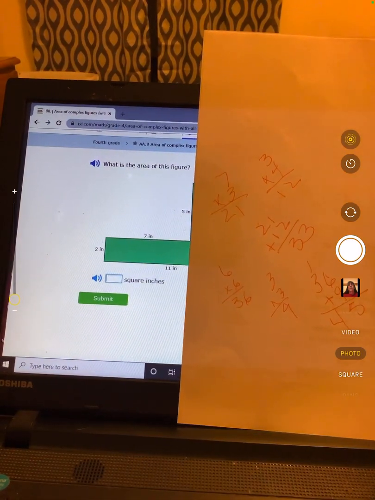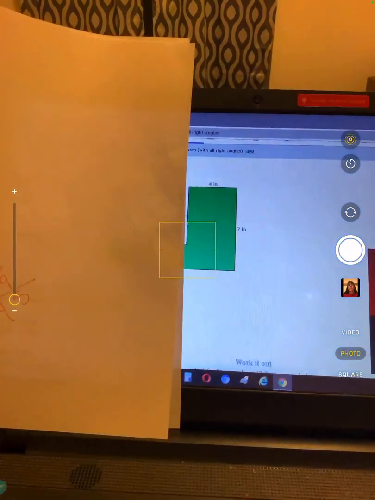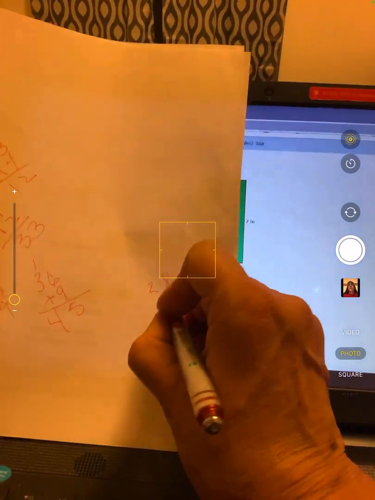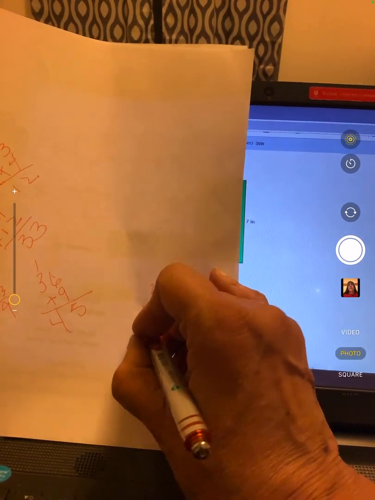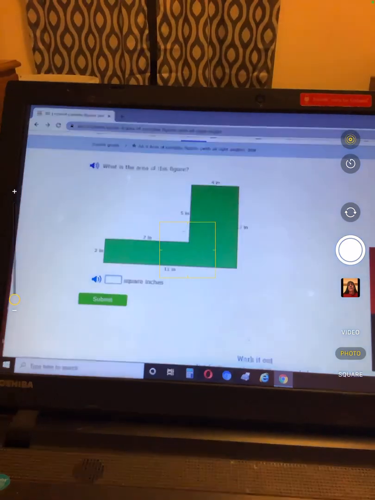2 times 7 is 14. 4 times 7 is 28. So you have 28 and 14. 42.